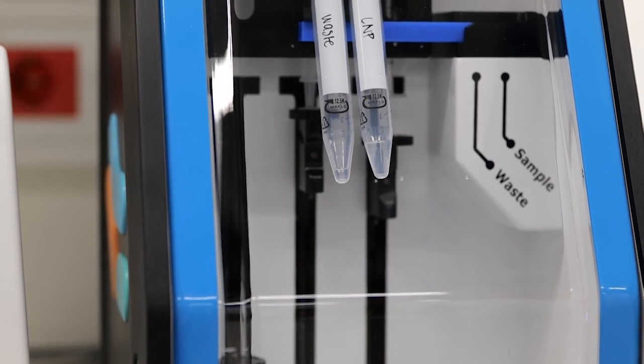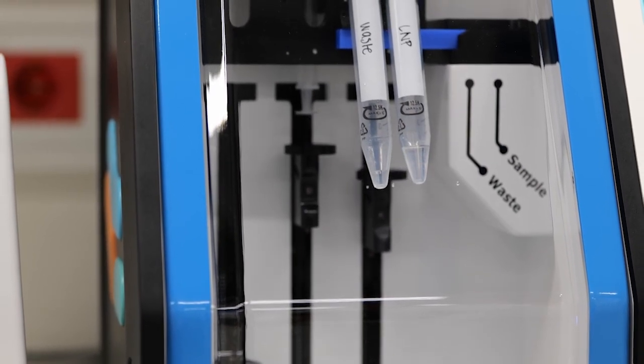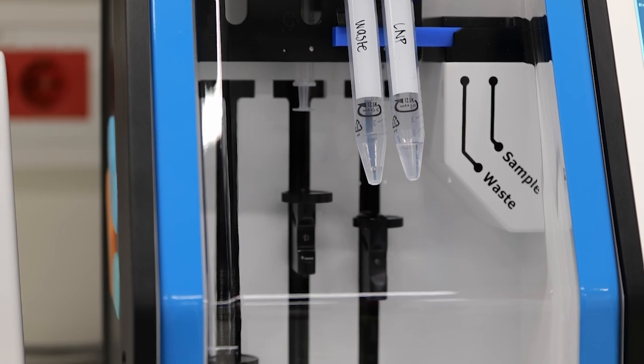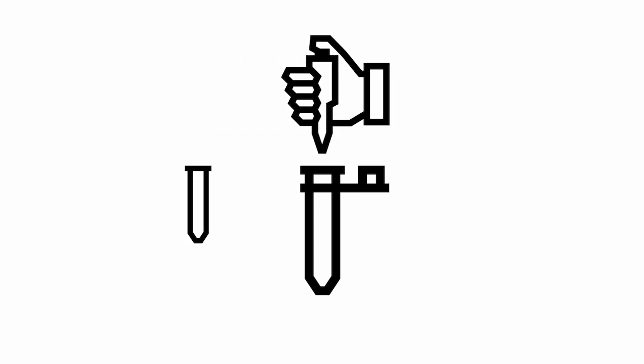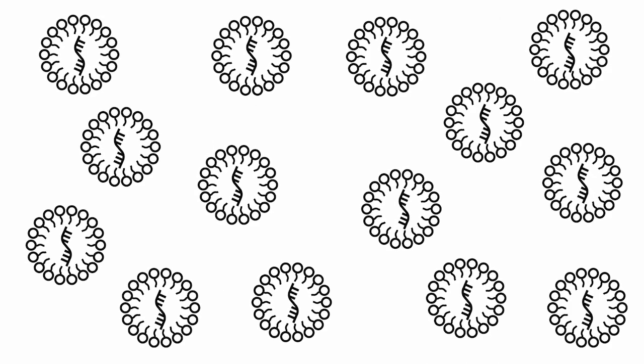The most commonly used method for determining encapsulation efficiency is the modified ribogreen assay. This method is conducted on 96 well plates and is based on ribogreen reagent, a fluorescent dye that binds to RNA in solution. To determine the encapsulation efficiency, ribogreen reagent is added to 2 aliquots of the LNP sample. One of these aliquots is pretreated with a buffer containing a detergent to disrupt the LNP and release the encapsulated RNA.